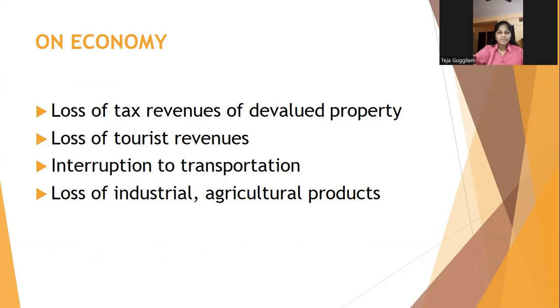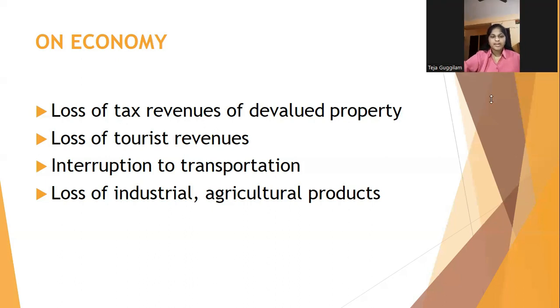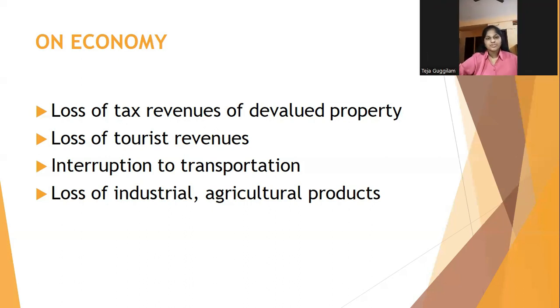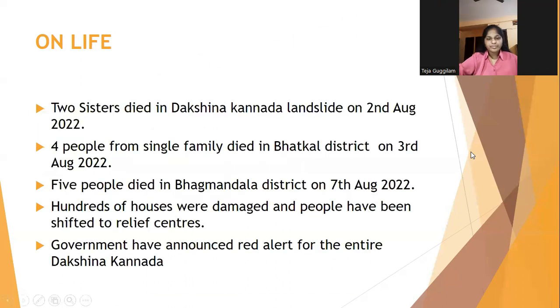And the next one is interruption to transportation. Not only to Coorg, the nearby places are also affected in transportation. The loss of industrial and agricultural products. Whenever a landslide happens in a particular place, the products which grow there and which are manufactured there, they don't have proper transportation or the manufacturing units to be working. So that affects the economy. Next, I'll be speaking about the implications of landslide on life.